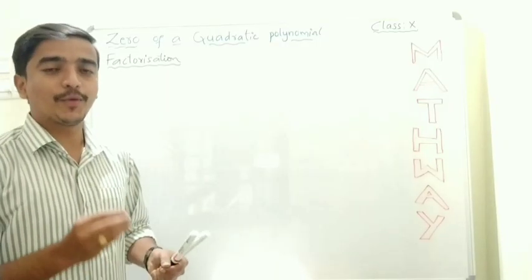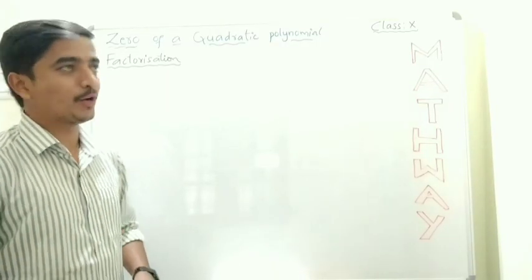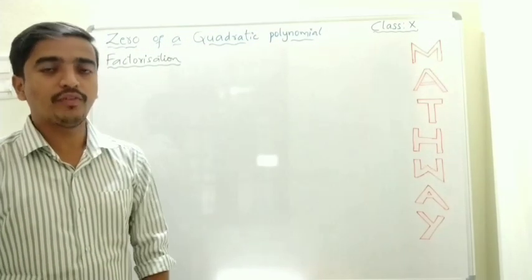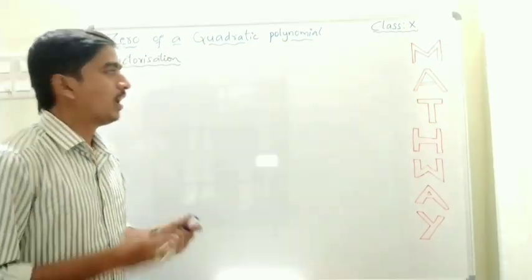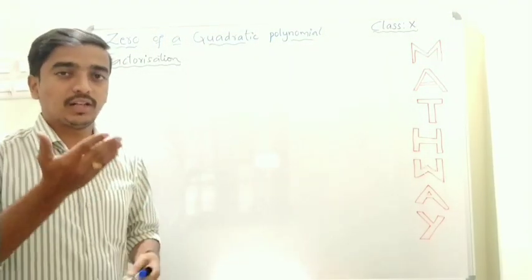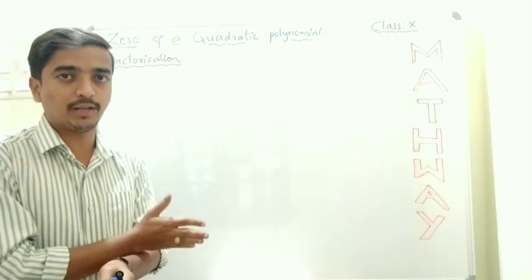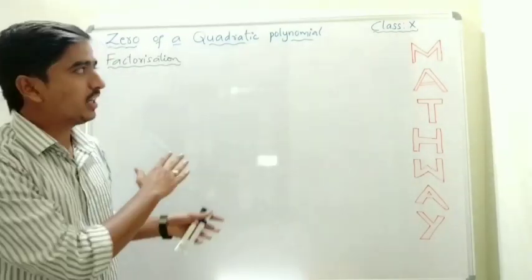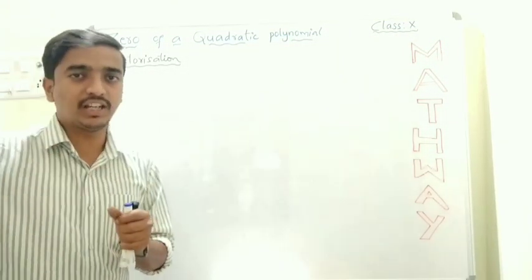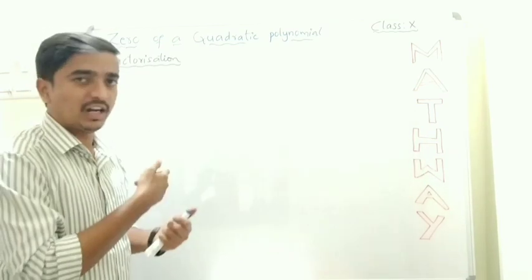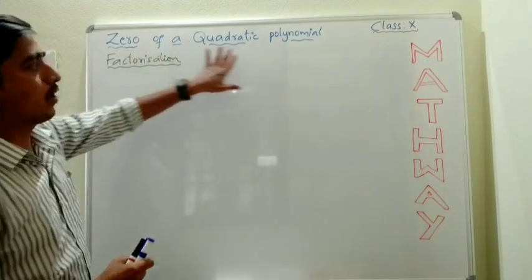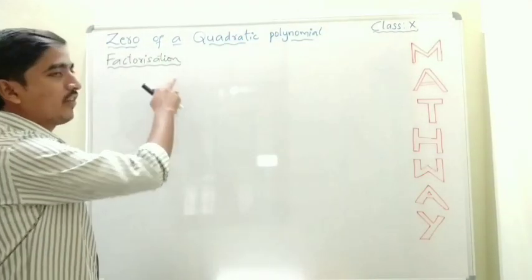Now let us see how to find the 0 of a quadratic polynomial. If the degree of a polynomial is 2, we can say that it is a quadratic polynomial. The same process that we followed to find the 0 of a linear polynomial also has to be followed here, but here the degree is 2 instead of 1, so there is a little bit of difference. To find the 0 of a quadratic polynomial, we have to use factorization.